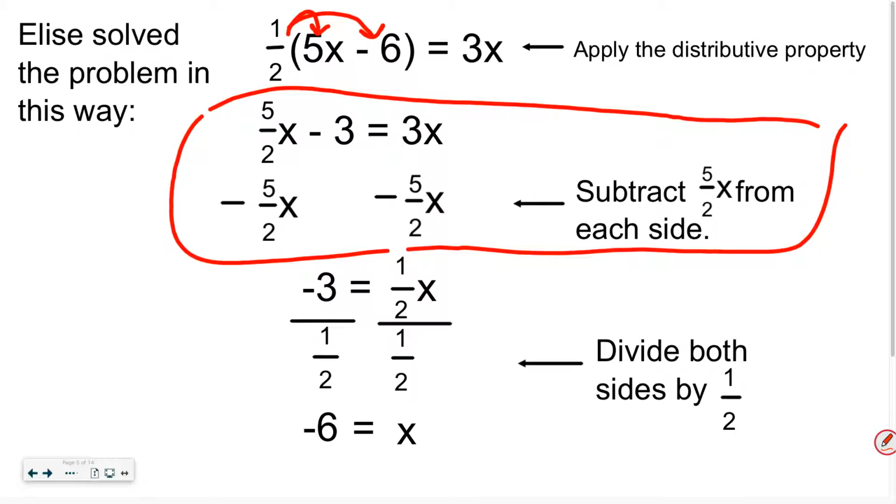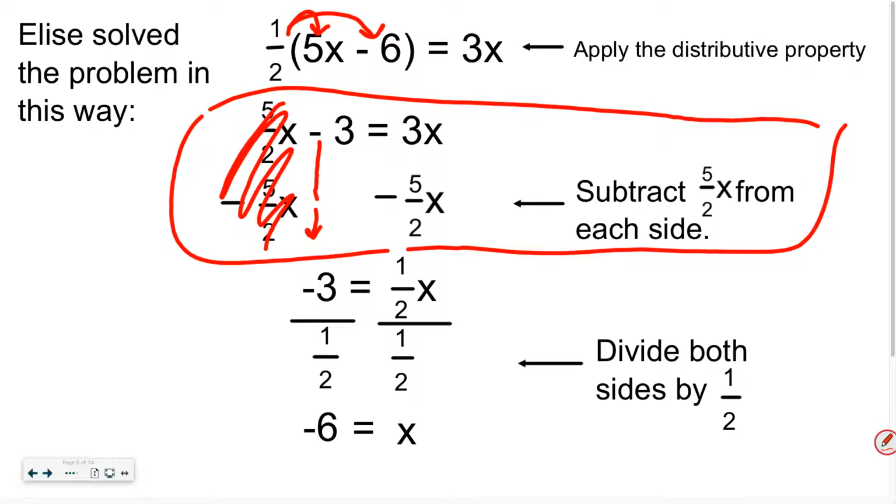After she isolated her variable, her 5 halves x is no longer on this side of the equation. Notice that this is a negative 3. A lot of us want to just turn that to a positive 3. But we are not changing the value. So now we have negative 3 equals 1 half x. And what's the last thing she did? She divided 1 half on both sides.